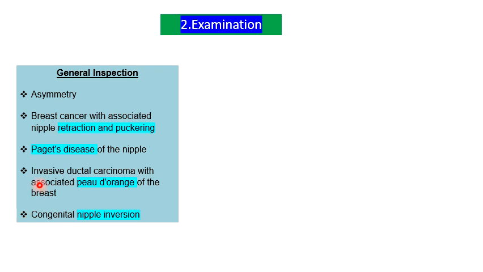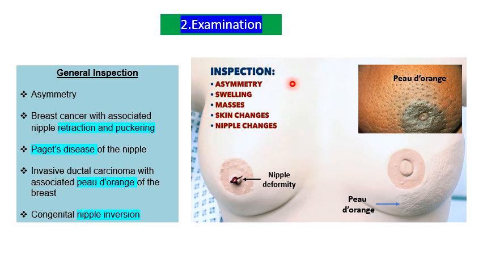In summary, this picture shows you the various things that you look for in inspection. You will look at symmetry, swelling, masses, skin changes, and nipple changes. Then you will look for areola and nipple deformities, ulceration, cracking, and discharge. Then you look for Peau d'Orange, and this is a close-up view of a Peau d'Orange, where it looks like the skin of an orange.